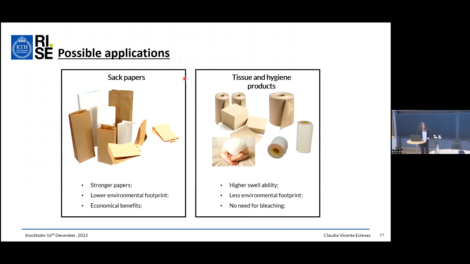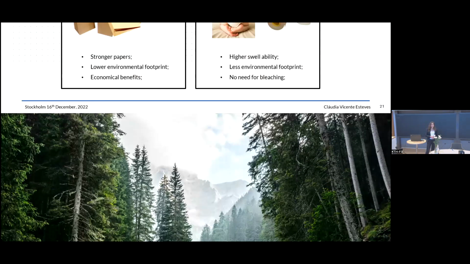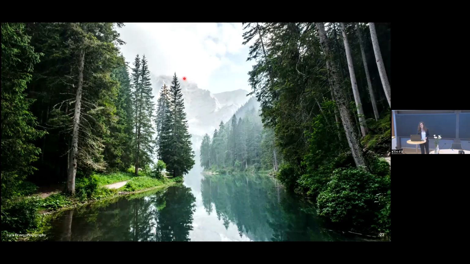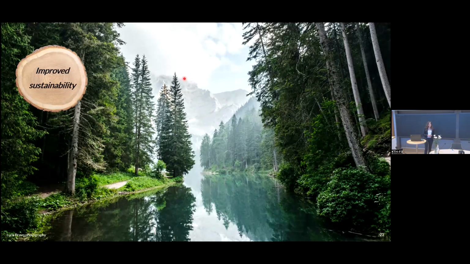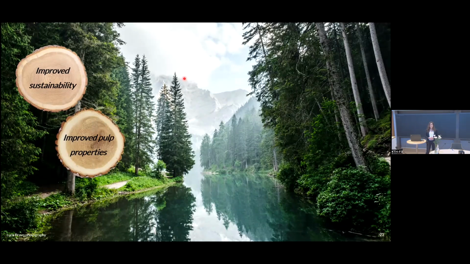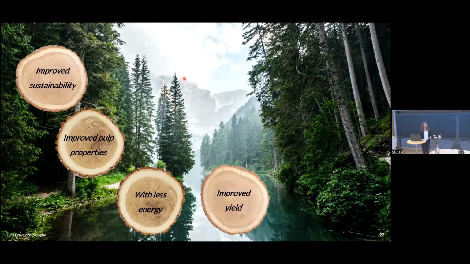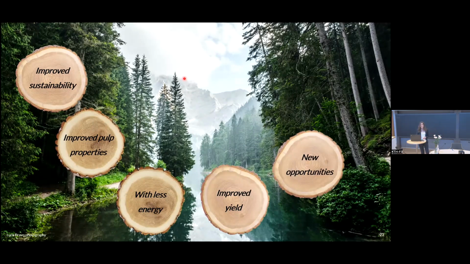And with this, I think I can come back to the first picture and say that we can improve sustainability because we can have improved pulp properties with less energy, with also improved yield with oxygen lignification and high alkali impregnation as well. I didn't show it, but I tell you that we have improved yield, and we can have new opportunities for new products.